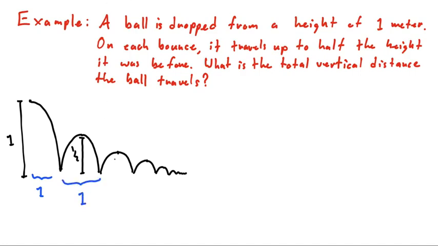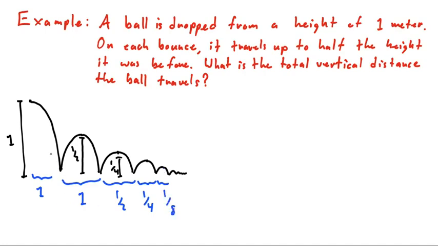And then after the second bounce, the ball travels 1/4 of a meter. It travels up 1/4 of a meter and then back down. So that's a total distance of 1/2 meter. Then we have 1/8 of a meter up, 1/8 down. 1/8 plus 1/8 is 1/4. The next one would be 1/16 plus 1/16, that's 1/8.